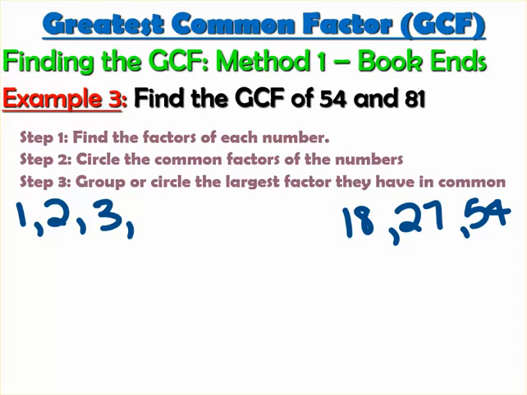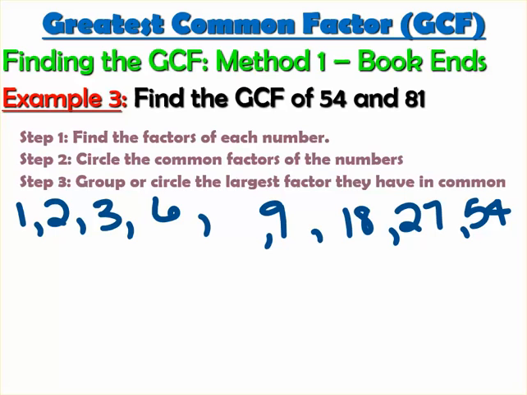How about 4? 54 divided by 4. Nope, that gives you a decimal. 5's not going to work because it doesn't end in 5 or 0. 6. Yeah, 6 goes into 54. 6 times 9 is 54. Check the ones in between there. 7 and 8 don't work. Those are my factors of 54.